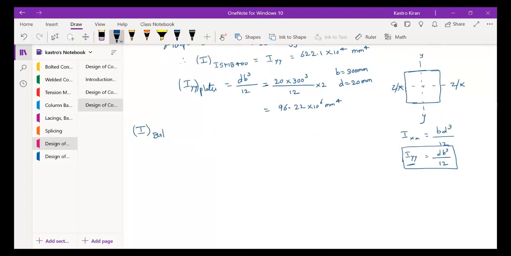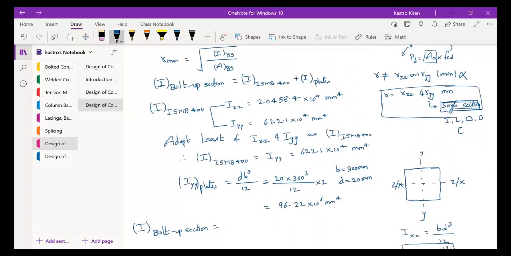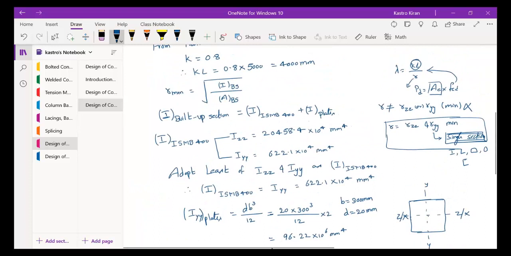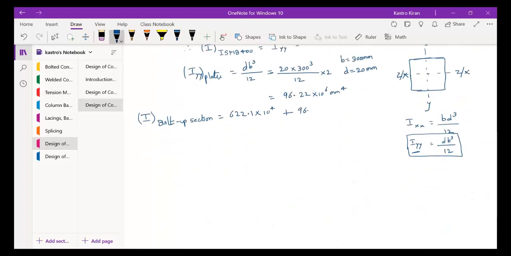Therefore, value of I for built-up section equals to, what is the formula? Moment of inertia of ISMB 400. What is the moment of inertia of ISMB 400? It is 622.1 into 10 power 4 plus moment of inertia of plates. Let's write that also. So moment of inertia of plates is 96.22 into 10 power 6. So this is the moment of inertia of built up section. Let's keep this value as it is.